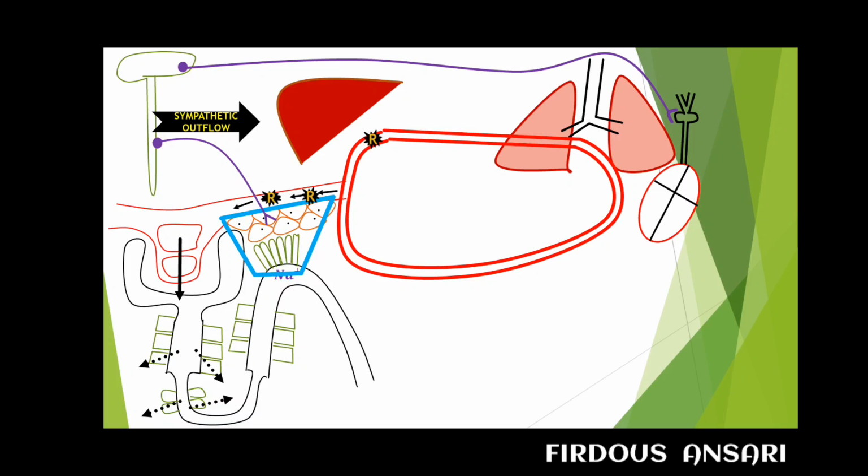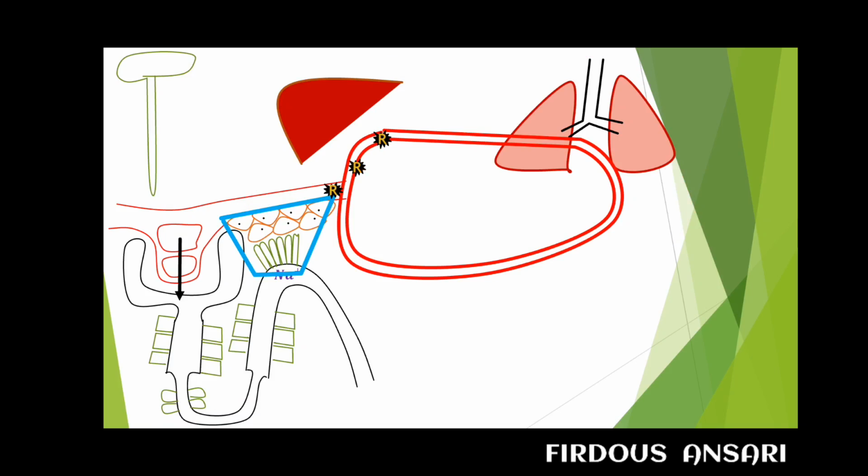Beta 1 receptor is not only present in the heart, it is also present in the juxtaglomerular cells of the kidney, and when the beta 1 receptor of the juxtaglomerular cells gets activated, it responds by increasing the release of renin. So there are two ways by which renin is released. Now renin is present in the blood circulation.